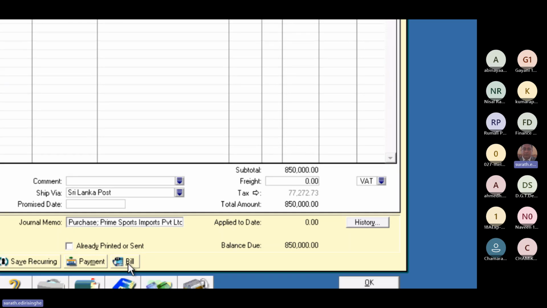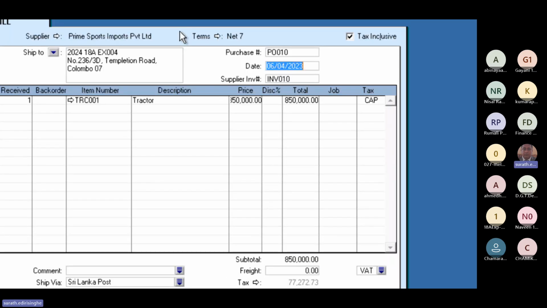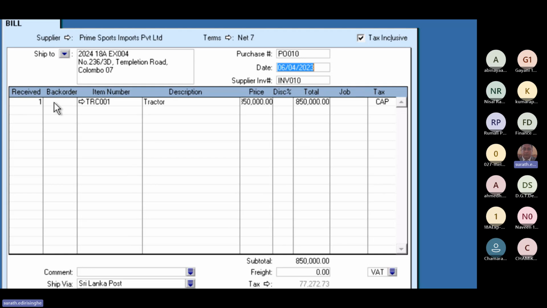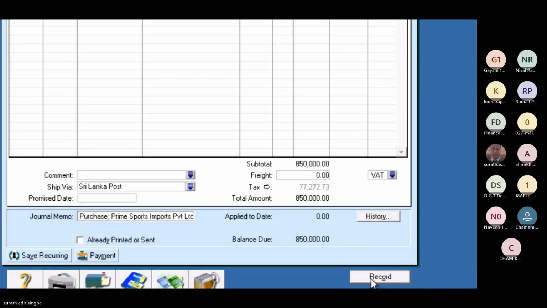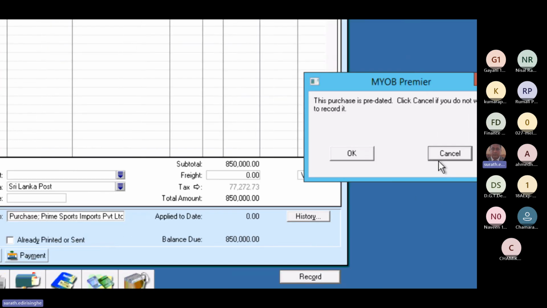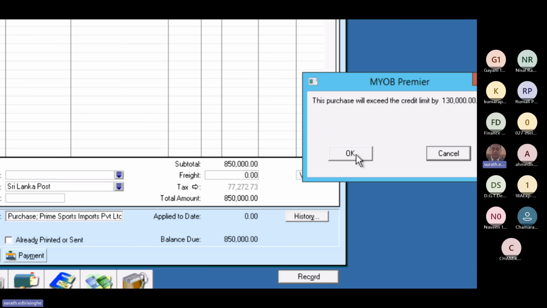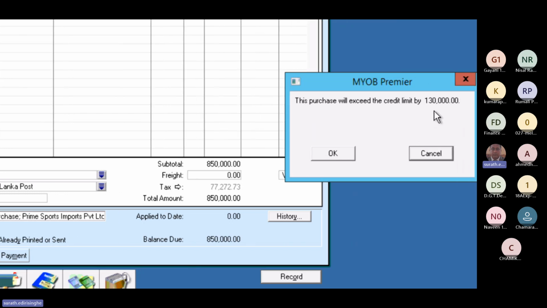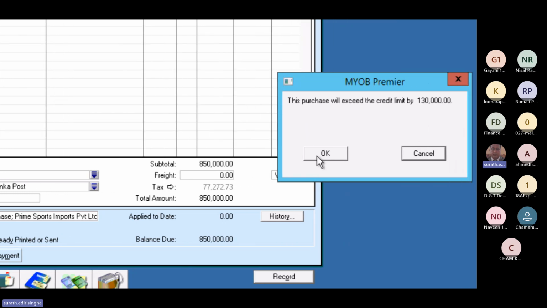Then click on your bill option. Within the bill, then activate the back order. Always click on the back invoice option. It activates a separate column called the back order column. Then no back order. We only ordered one item. Then click on record. Now you realize that it is predated. Okay. Credit limit issue, 130. Look at here. 130,000 credit limit issues.